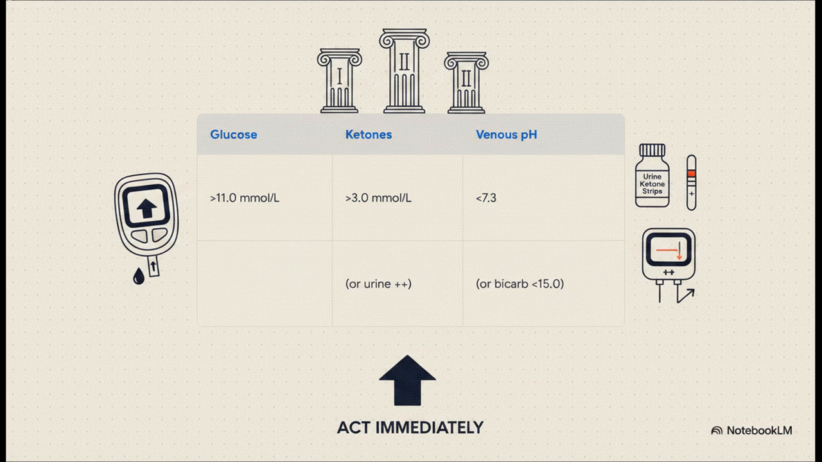Second, capillary ketones over 3 or urine ketones of 2+ or more. And third, a venous pH of less than 7.3 and or a bicarb under 15. If your patient hits those 3 marks, bam, they're in DKA. No time to wait, you act immediately.